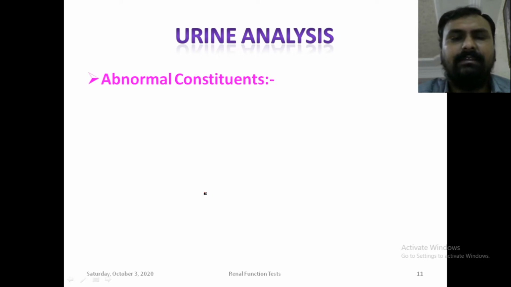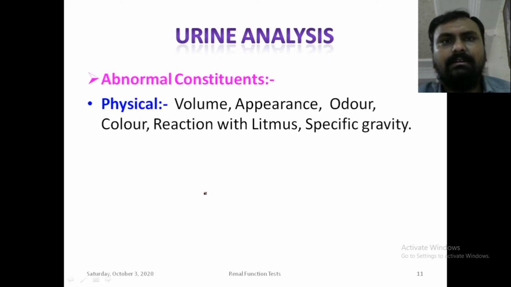In urine analysis, what are the abnormal constituents that can be present? We have to find out whether there is blood, protein, or glucose or not.